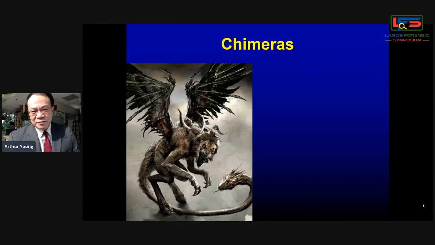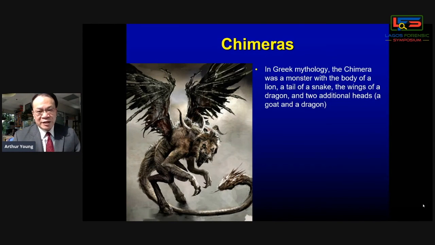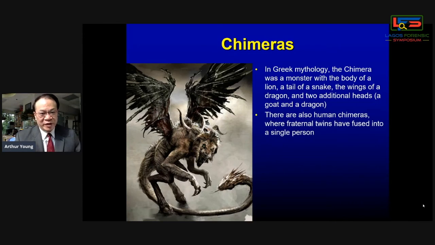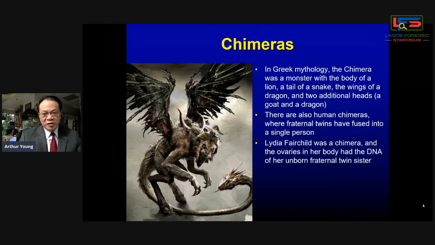This is a chimera, and in Greek mythology, the chimera is a monster with the body of a lion, a tail of a snake, and the wings of a dragon, with 2 extra heads, usually a goat and a dragon. Depends on which version you're looking at. So there are human chimeras too, where fraternal twins were born in the womb, however, they fused into a single person. Lydia Fairchild was a chimera, and the ovaries in her body had the DNA of her unborn fraternal twin sister, which would explain why the children that were conceived genetically were that of her nieces and nephews.